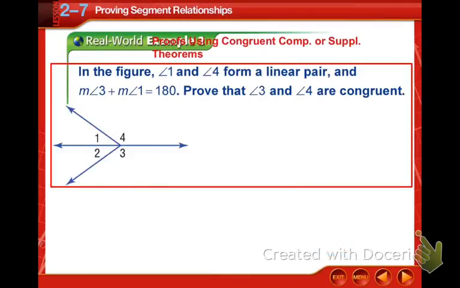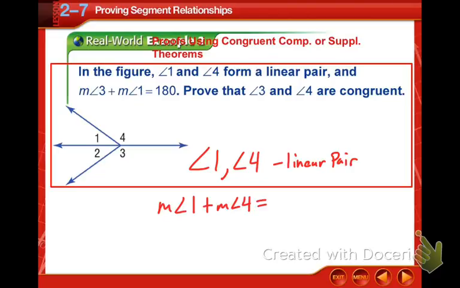So here we have angle 4 and angle 1 are a linear pair. The measure of angle 3 and the measure of angle 1 are 180. We need to prove that they're congruent. So we're not going to do a proof like we had been doing. I'm just going to show you. We know that angle 1 and angle 4 are a linear pair. This tells us that the measure of angle 1 plus the measure of angle 4 is equal to 180. We also know, given to us, the measure of angle 3 plus the measure of angle 1 is 180.